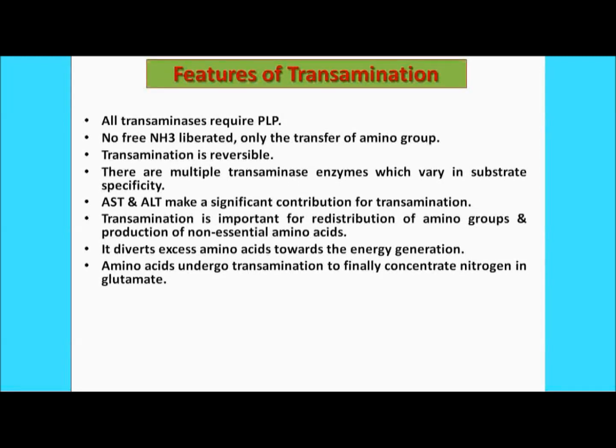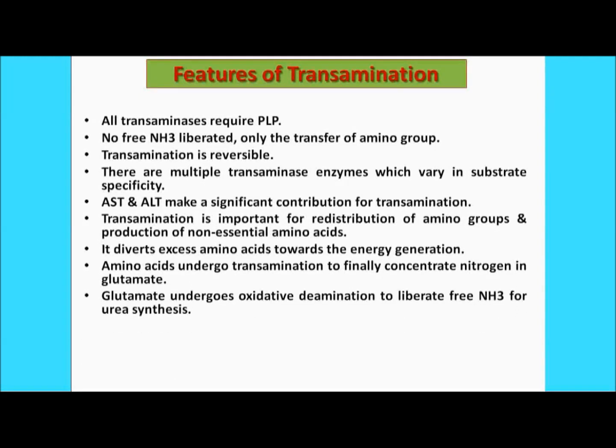Moreover, the amino acids which undergo transamination finally concentrate the nitrogen in glutamate. So the final acceptor of the nitrogen in the transamination reactions is glutamate. Once the nitrogen group from the amino acid gets transported to glutamate, this glutamate will undergo oxidative deamination to liberate free ammonia. It's the glutamate only which will liberate the free ammonia for urea synthesis in your body.